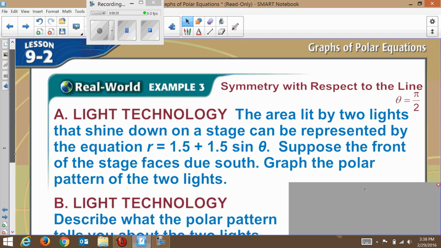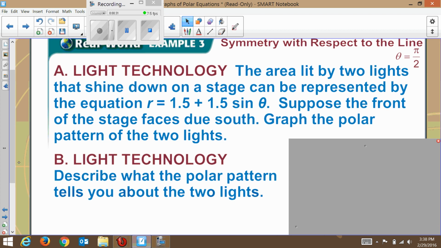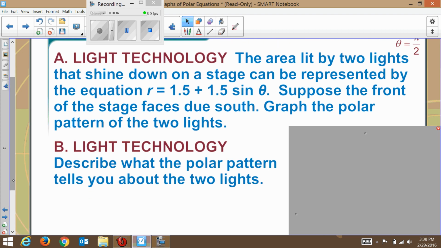Let's look at an example here. It says light technology. The area lit by two lights that shine down a stage can be represented by the equation 1.5 plus 1.5 sine theta. Suppose that the front of the stage faces due south. Graph your polar pattern for the two lights, and describe what the polar pattern tells you about your two lights.